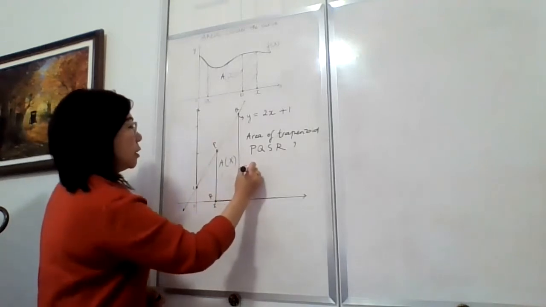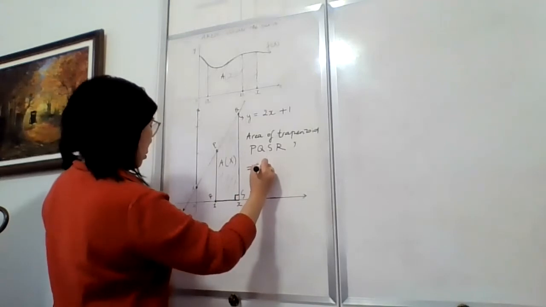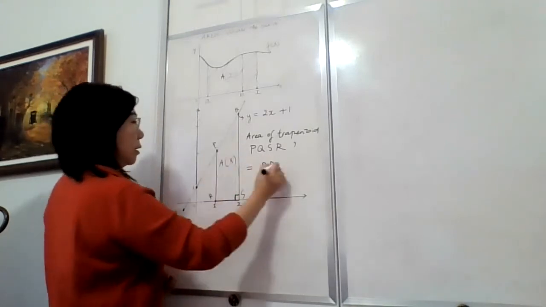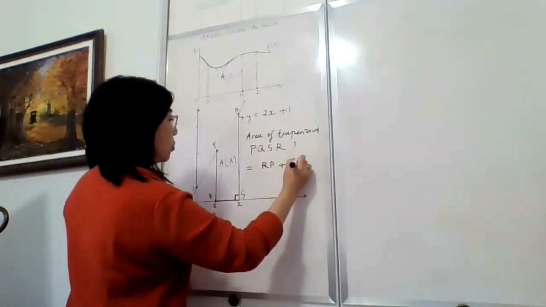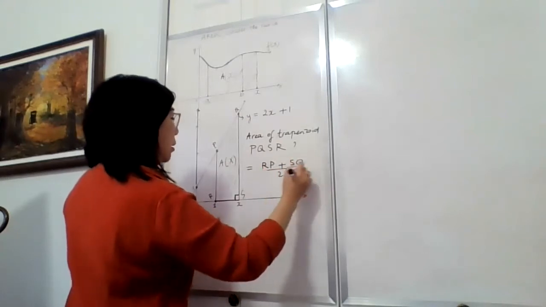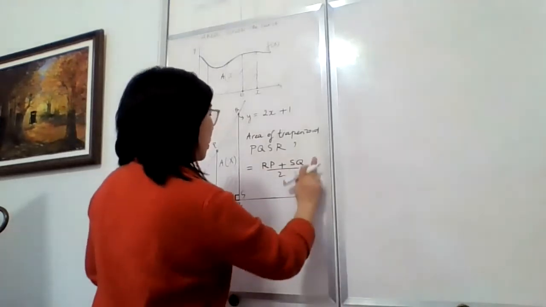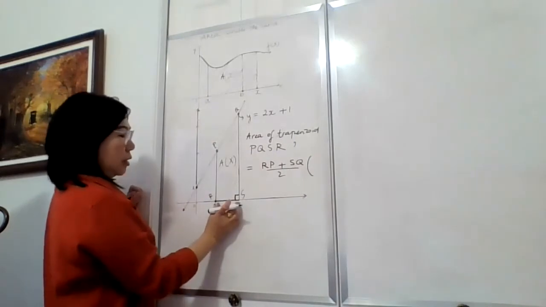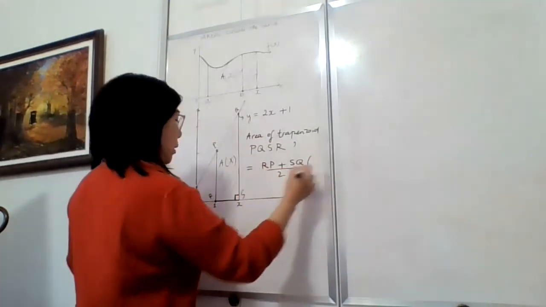So now the area of this trapezoid will be equal to, I'm going to write the formula down here, RP, which is the length RP, added to the length SQ, divided by 2, and multiplied, or put in the bracket, times the height. Okay, times the height.